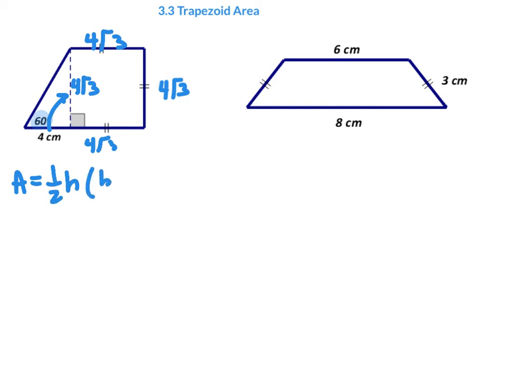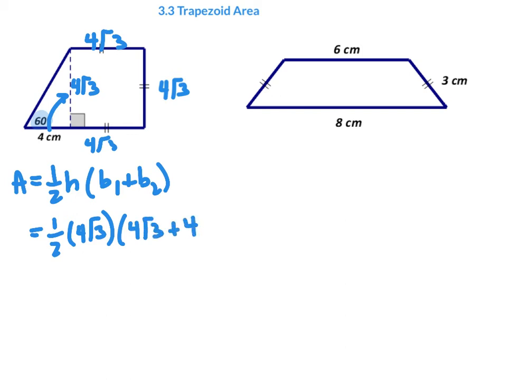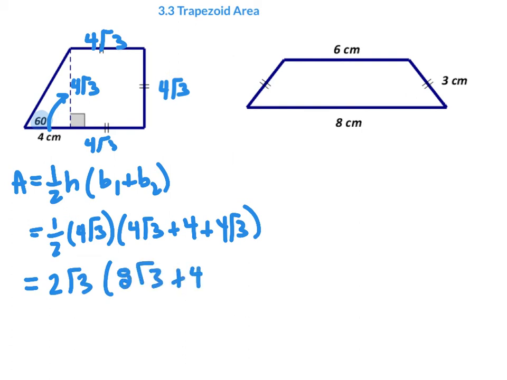1/2 the height, base 1 plus base 2. Our height is 4√3. Our bases are a 4√3. That's the top one. The other base is a 4 plus a 4√3. You're not liking the messiness of this too much, but let's get with it here. 8√3 plus 4. And then when we multiply this out, we get 16 times the square root of 9, plus 8√3.